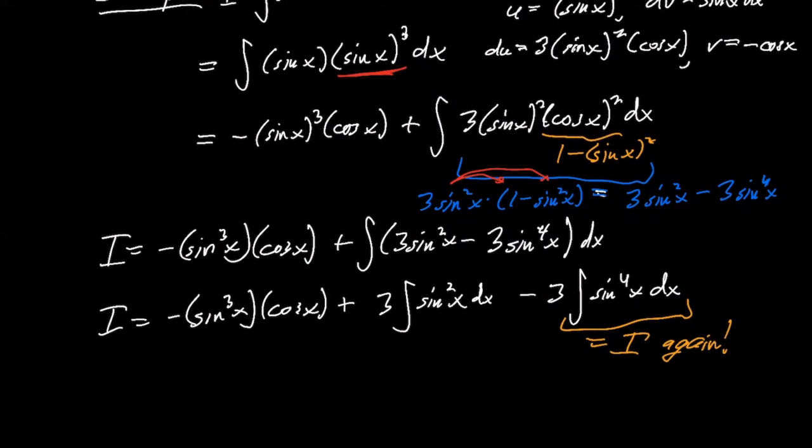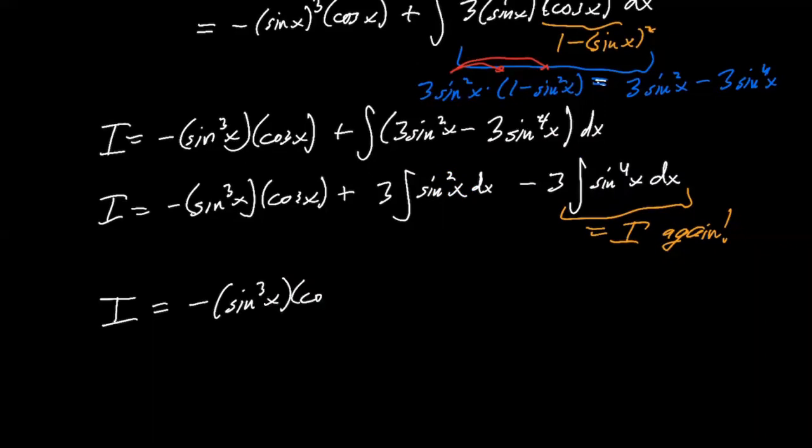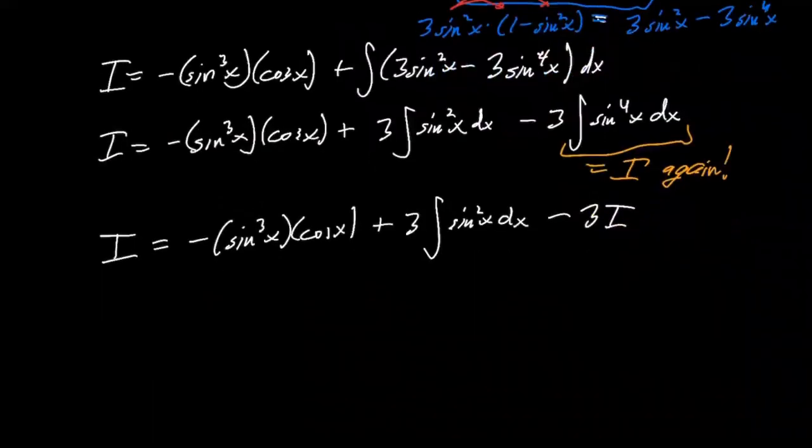So we get that I, the integral we want, is minus, keep writing, cosine x plus 3 times this integral sine squared. I think you will see we're getting towards that formula in this specific case, minus 3I. So then we add the 3I over to the other side, right? We add it to both sides. Plus 3I over here on the left also, and we end up with 4I equals this.